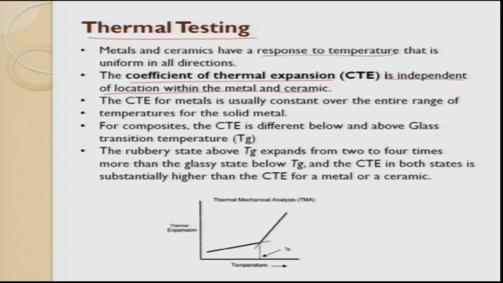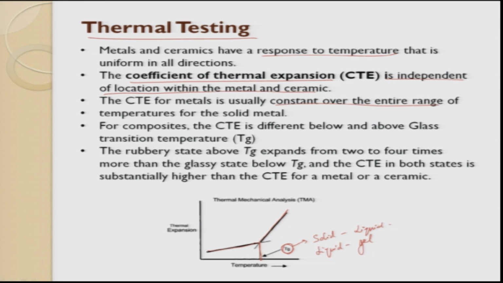The coefficient of thermal expansion is usually constant over the entire range for a solid. But when you take a polymer, you can see there is thermal expansion happening, and then you will have a two-slope curve, and when these two slopes intersect, it is called the glass transition temperature. This glass transition temperature will try to make a solid into a liquid or a liquid into a gel.